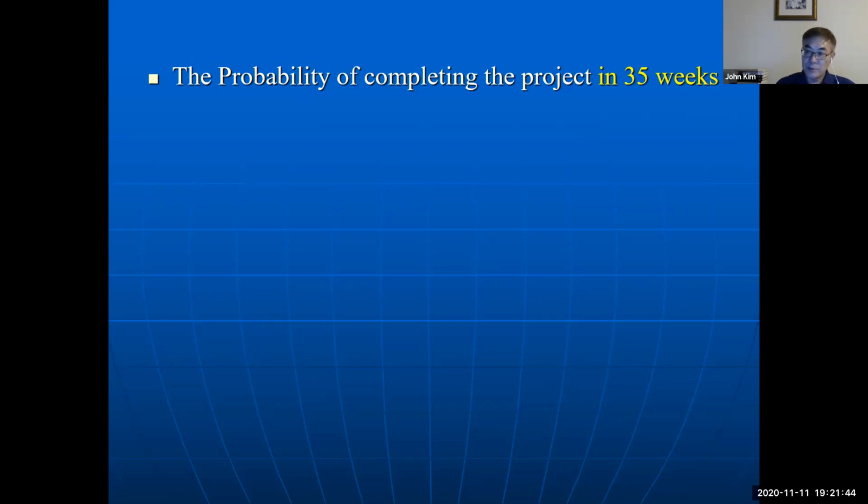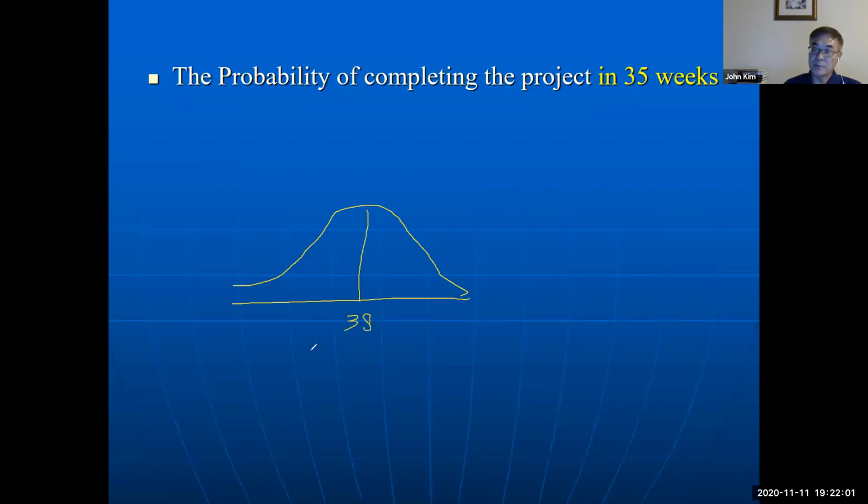On a normal distribution, the expected completion time is 38. And then this question: like the probability of completing the project in 35 weeks, about here, in 35. So it looks like this. So find this area, the probability.